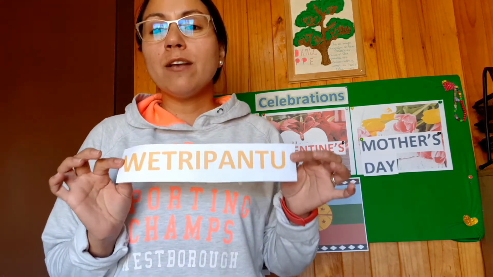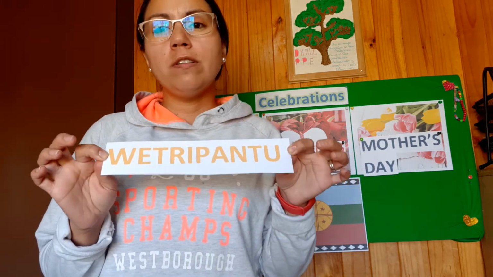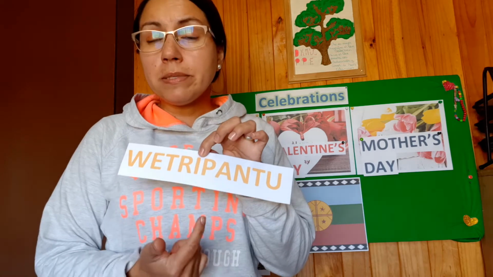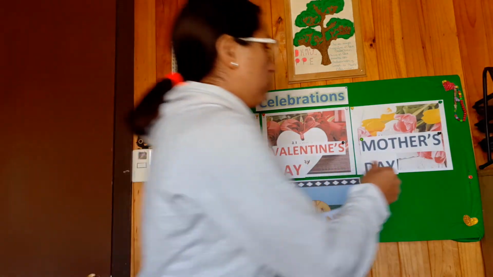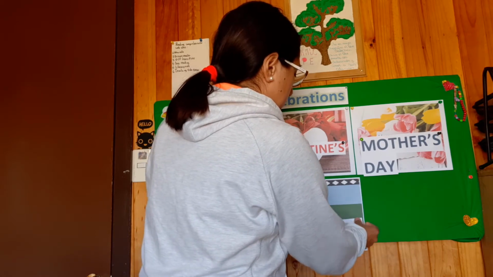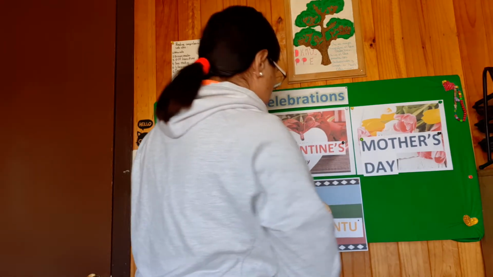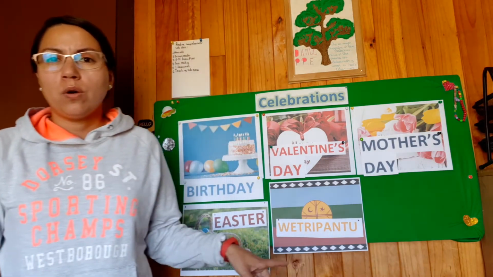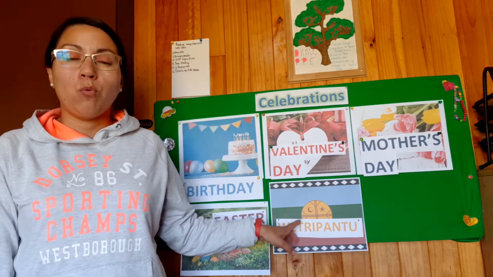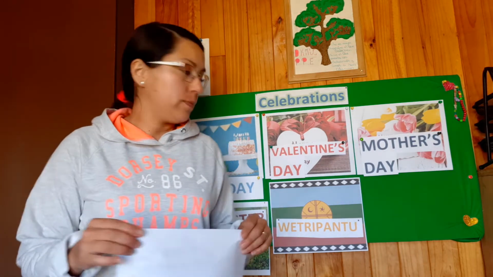Huetripantu. Ya, aquí les voy a pedir que me tengan un poquito de paciencia. Si hay algún error de escritura aquí en Huetripantu, por favor les pido que ustedes lo puedan corregir en la casa. Yo lo escribí como me acordaba que se escribía, así que lamento si hay algún error. Se escribe exactamente igual en inglés, porque es una celebración propiamente tal del pueblo mapuche. Por lo tanto, no tiene traducción en inglés. Además que la palabra ya deriva del idioma mapuche. Huetripantu is in June. El Huetripantu es en junio.